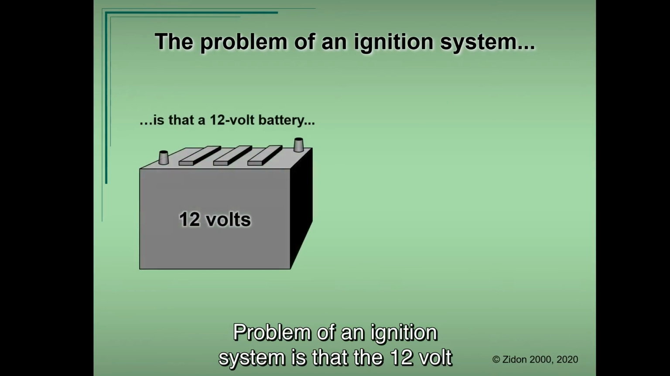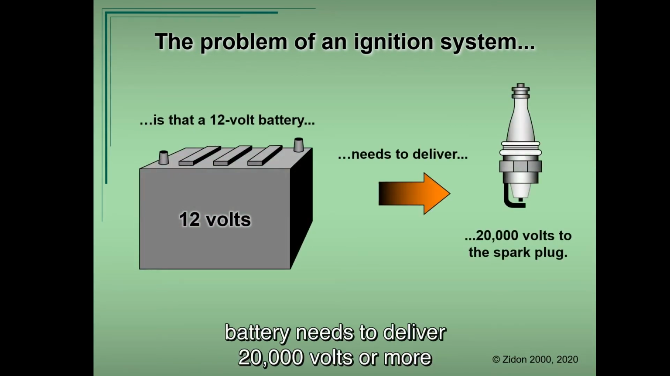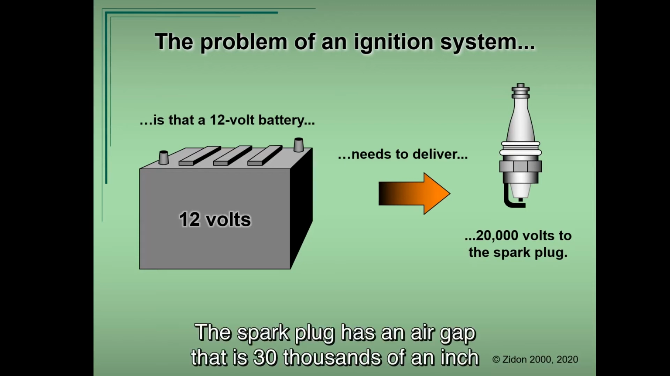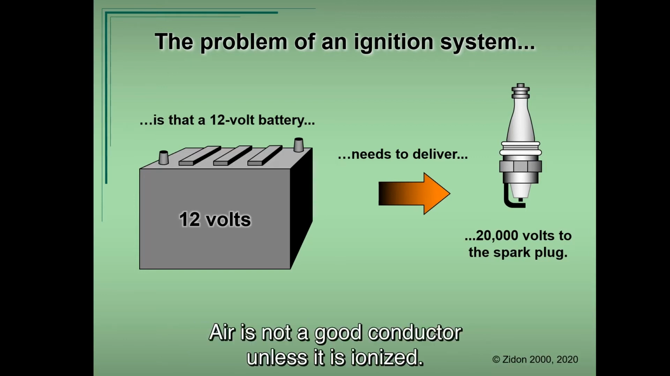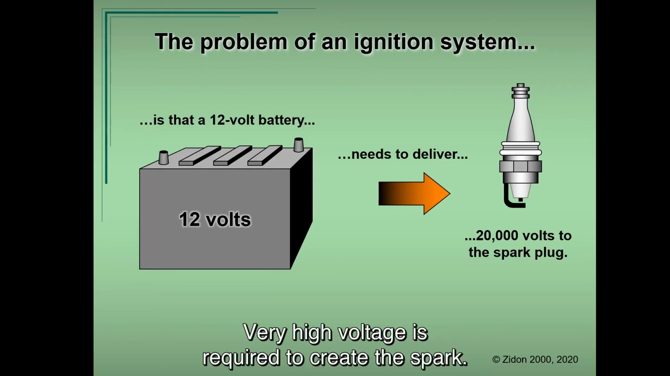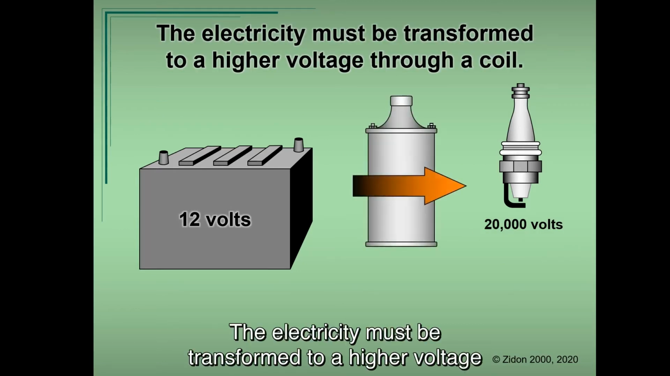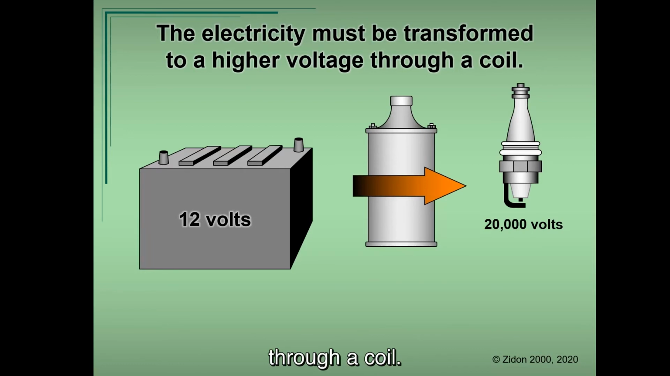The problem of an ignition system is that the 12-volt battery needs to deliver 20,000 volts or more to the spark plug. The spark plug has an air gap that is 30 thousandths of an inch or more. Air is not a good conductor unless it is ionized. Very high voltage is required to create the spark. 12 volts won't do it. The electricity must be transformed to a higher voltage through a coil.